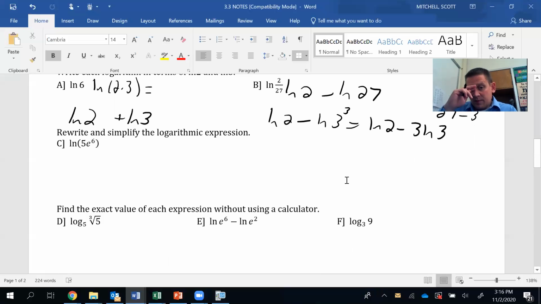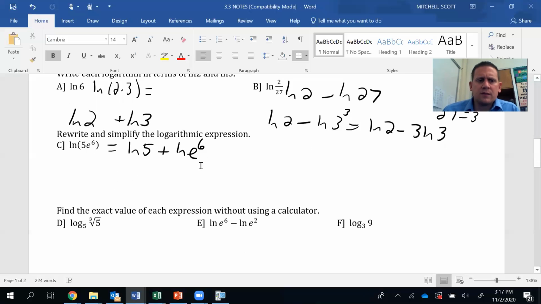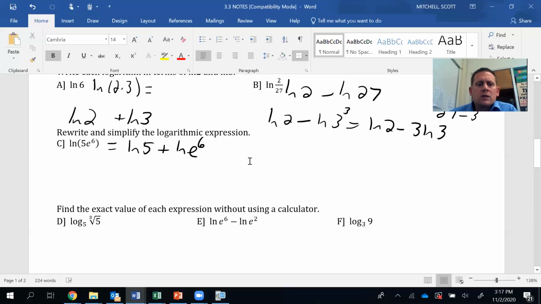Part C says, rewrite and simplify the logarithmic expression. So we have one log with 2 things being multiplied. The 6 is a power, so that's not being multiplied, that's to a power. So this is really the natural log of 5 plus the natural log of e to the 6th. All right. But for these directions, we don't have to make it in terms of the natural log of 2 or 3. That direction was just for A and B. So now, I don't think we can do anything with a natural log of 5. That's a calculator thing if we need to simplify it or break it down further.